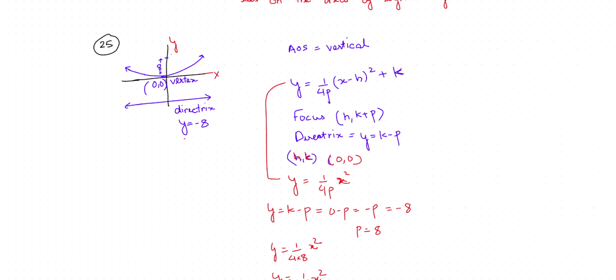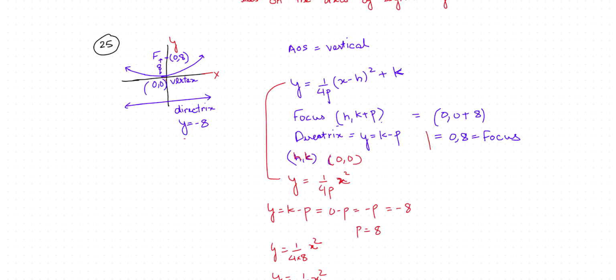But we can always find it with the equation also. So the focus will be h, which is 0, and k plus p. K is 0 and p we got was 8. So the focus we got is 0, 8. Okay, so we got two things. One is the focus, which is 0, 8.